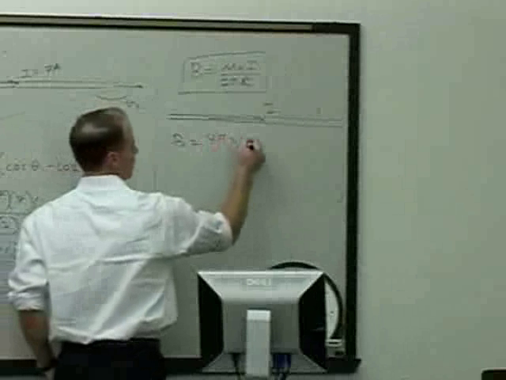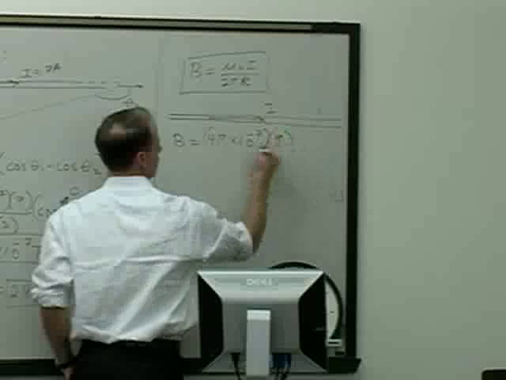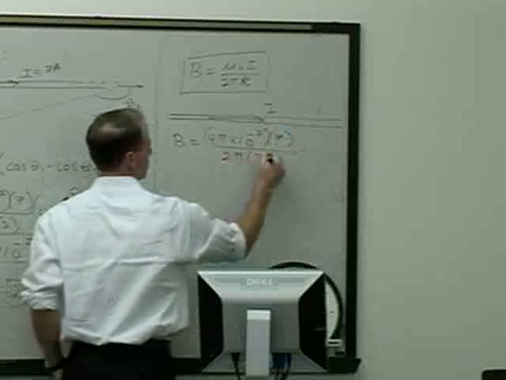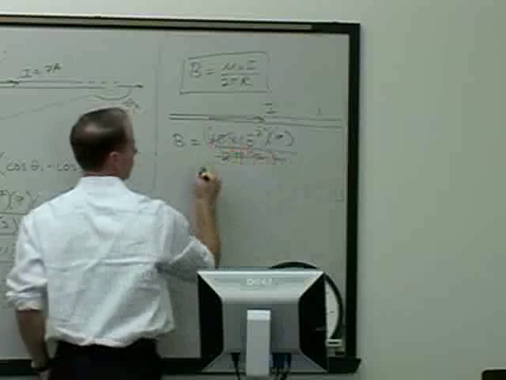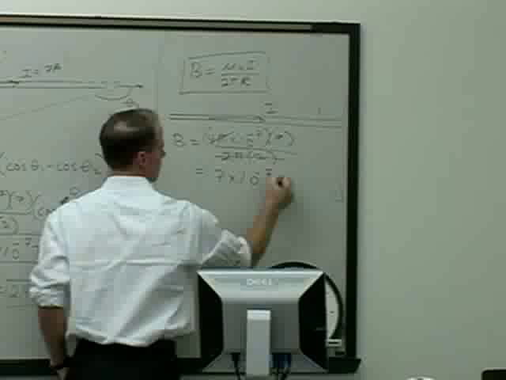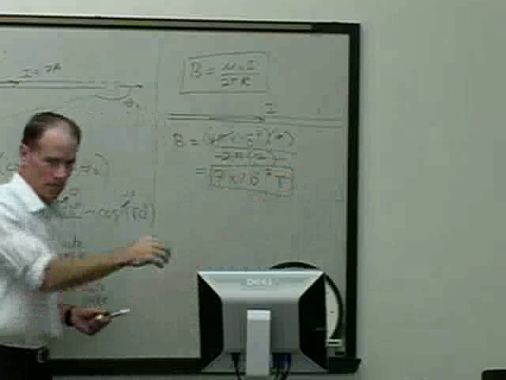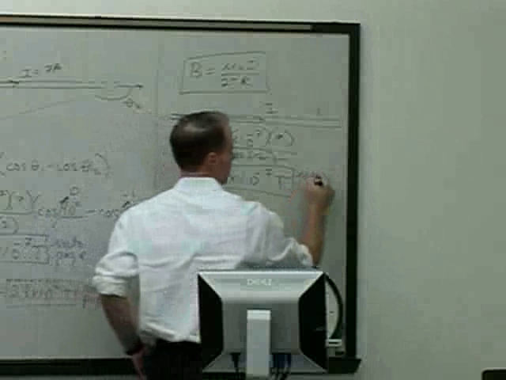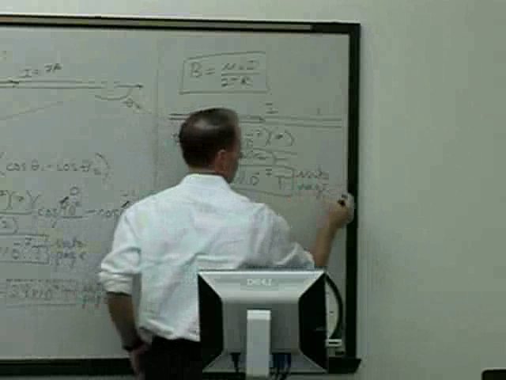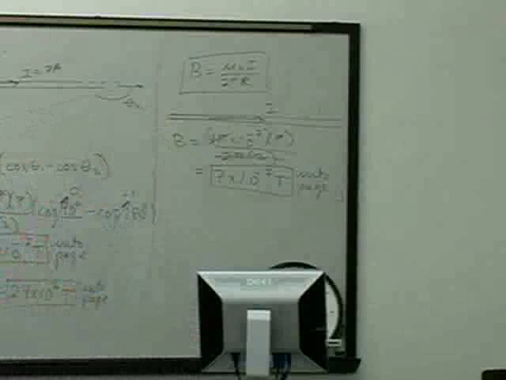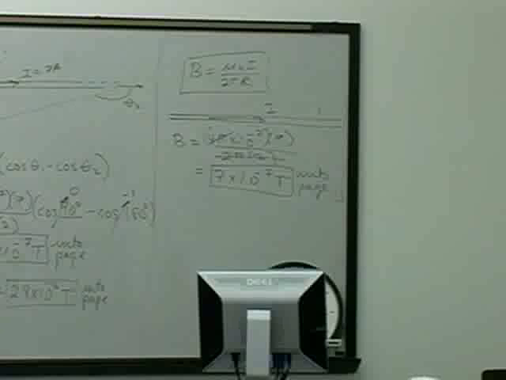That would have been 4 pi times 10 to the minus 7 times 7 over 2 pi times 2, which would have been 7 times 10 to the minus 7 tesla into the page. And just for this problem, that would have saved us from doing segments 1 and 3 separately using Biot-Savart. No trick. But I'd like you to be able to do this just in case you didn't have that luxury of having that much symmetry in the problem.